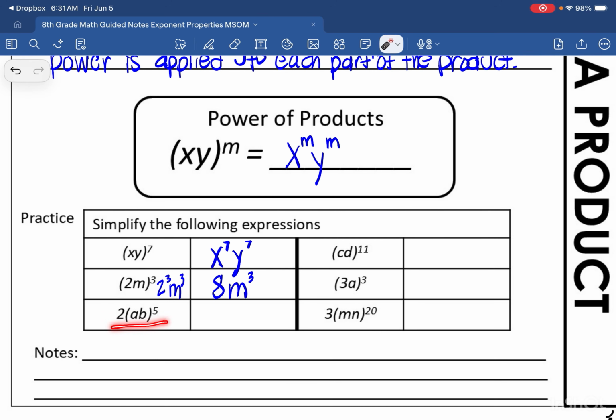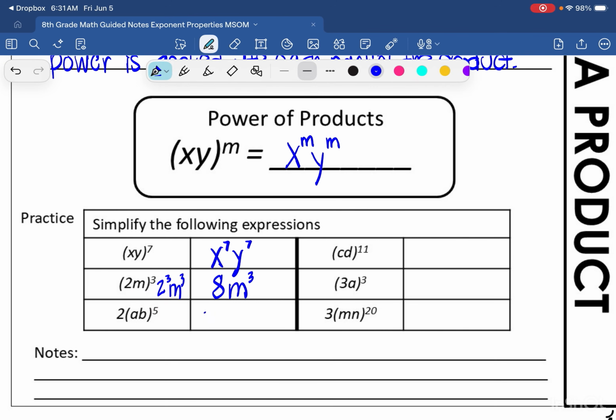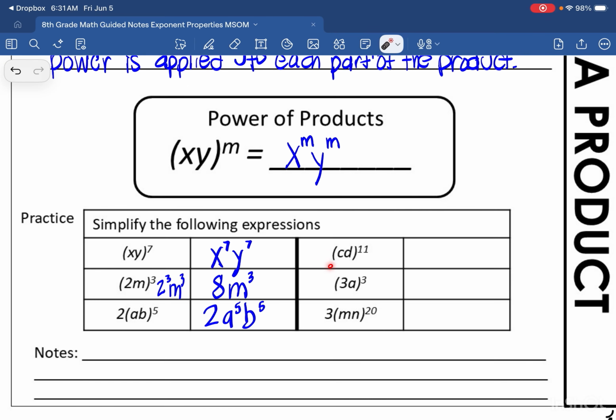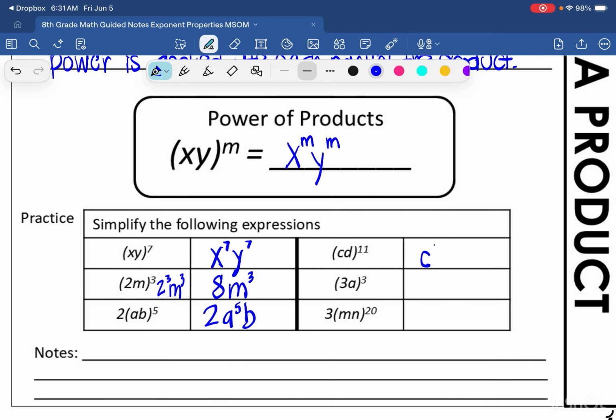2 times ab to the 5th. Notice that the 5 is not being applied to the 2 because the 2 is not in parentheses. So the 2 will remain the same, and then we have a to the 5th, b to the 5th. C times d to the 11th is the same as c to the 11th, d to the 11th.